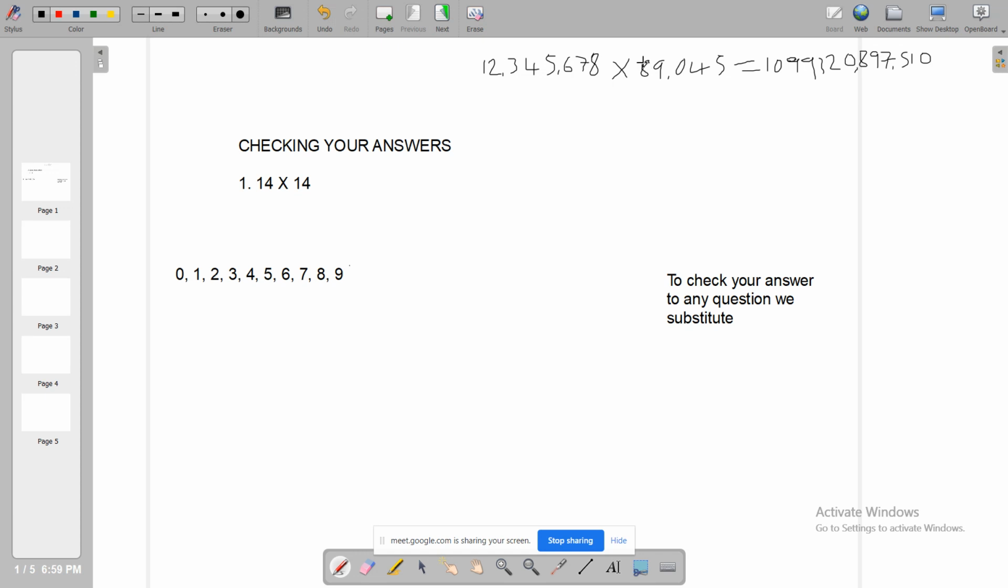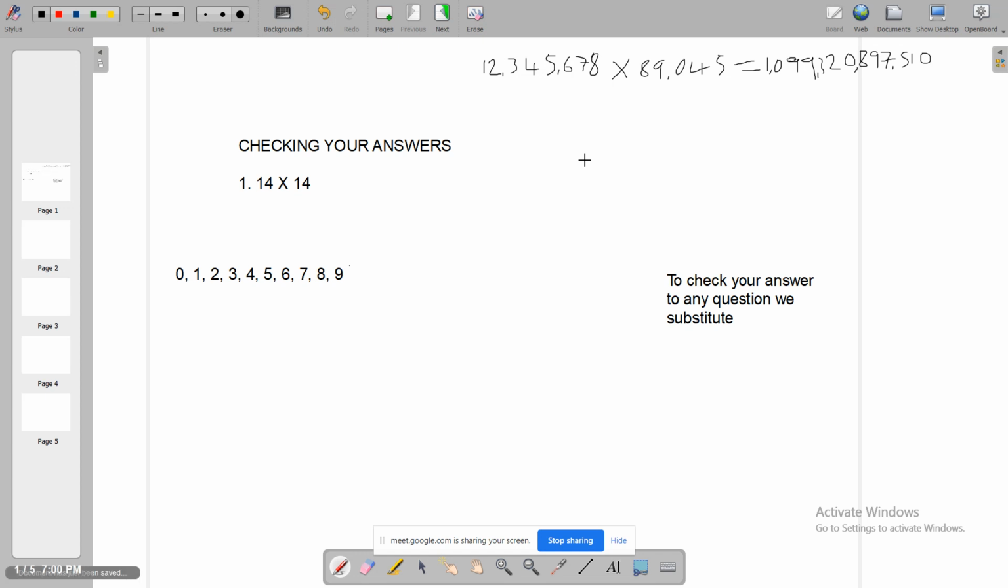Okay, so we want to check this answer to see whether it's correct or wrong. Okay, so I'm going to do that for us to see whether it's correct or wrong. We don't know. Okay, so this is what we have. So now we want to use the shortcut method to solve that.